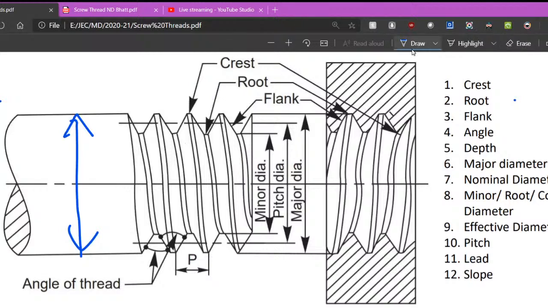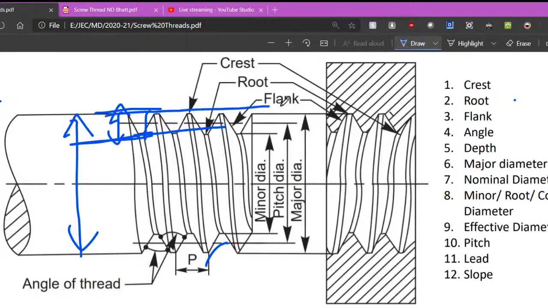Next, again you see this angle and this angle; this becomes the angle between two flanks, so that is your thread angle. Next is depth. So this is the depth of your thread, this much, because you have cut that much of the material from the nominal diameter. So this is your depth of the thread.